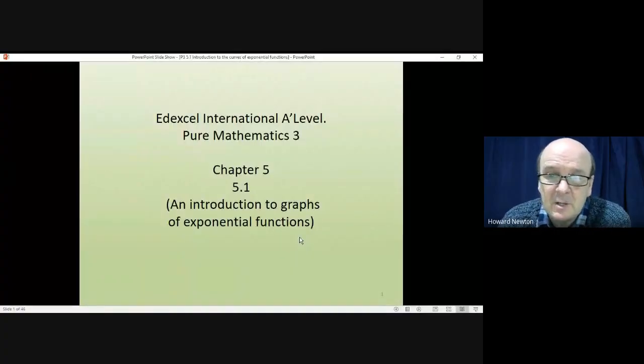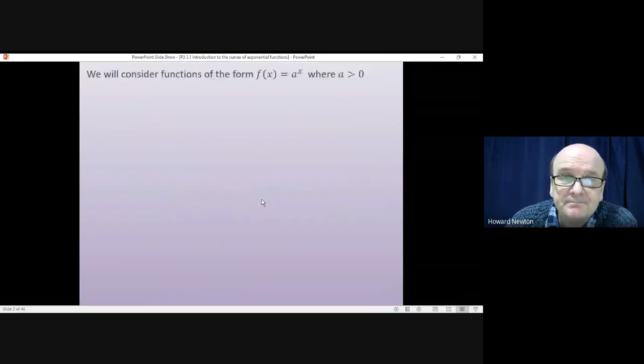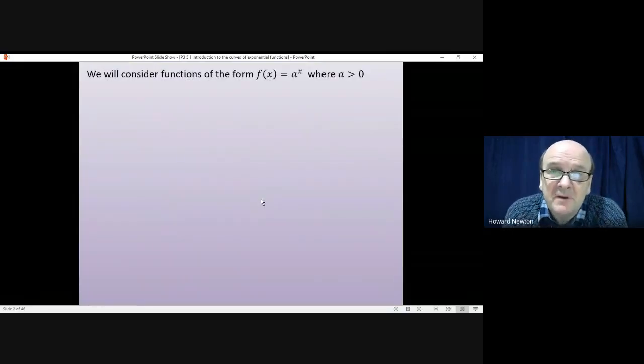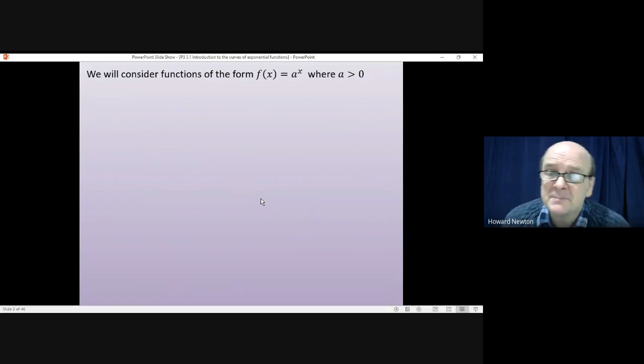Hi there, and welcome to this lesson on Pure Mathematics 3. In this lesson, we're looking at the graphs of exponential functions. We'll be considering functions of the form f of x equals a to the power of x. That's what's meant by an exponential function, where a is greater than 0.